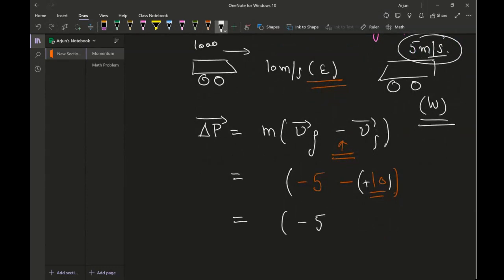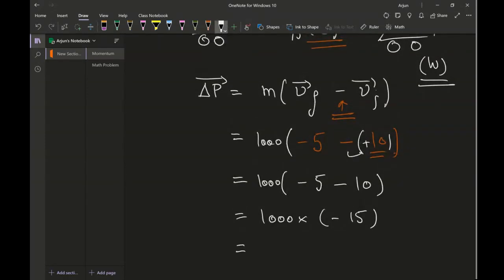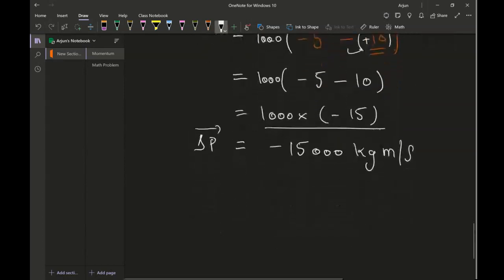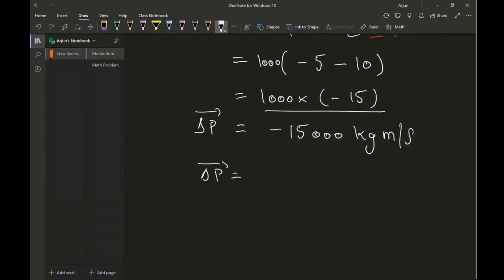Now this will be equal to negative 5 minus plus 10, minus times plus becomes minus, so negative 15, and then the mass value is 1000 kgs. So 1000 times negative 15 is equal to delta P, and this is negative 15,000 kg meters per second. Now the change in momentum, delta P, is equal to 15,000 kg meters per second in the west direction.